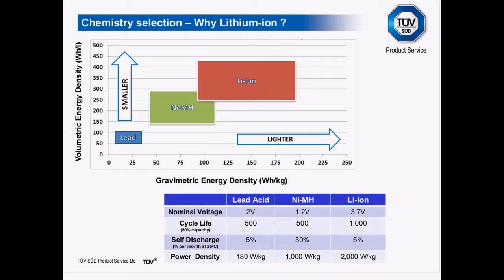Typically, for a portable application, such as a mobile phone, you're looking for a high energy density, which means the battery has the ability to hold energy and have a long run time, which results, hopefully, in a lighter, smaller battery compared to a battery of another chemistry of a similar capacity.